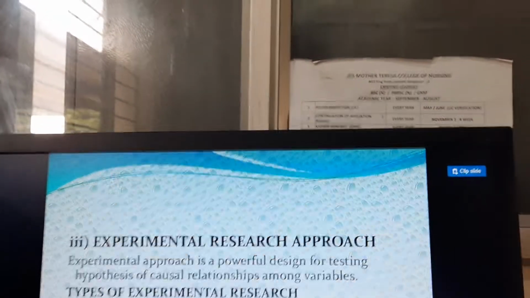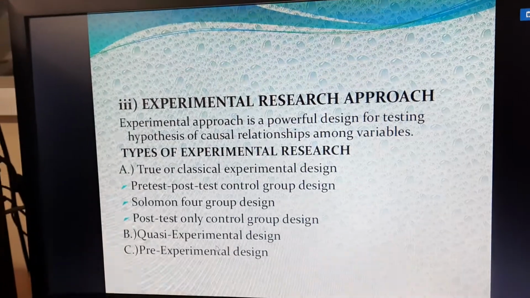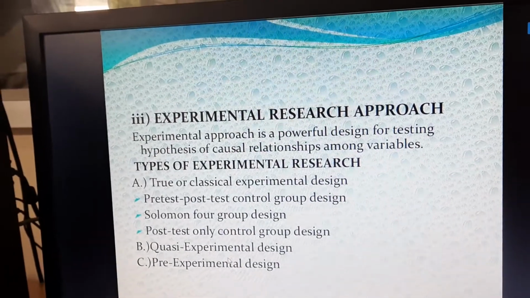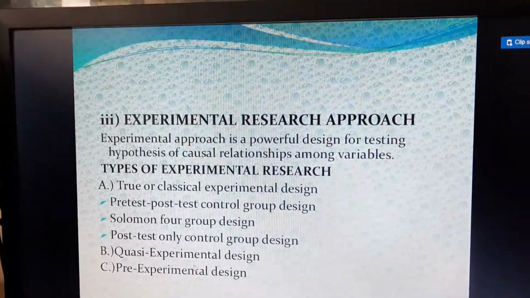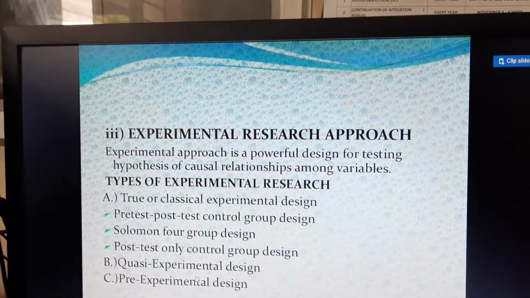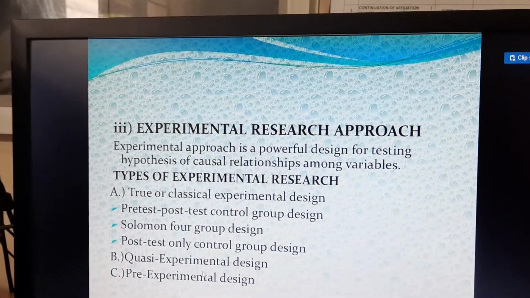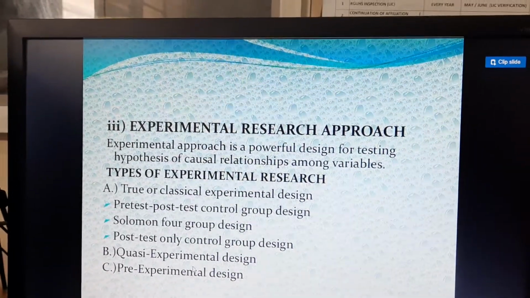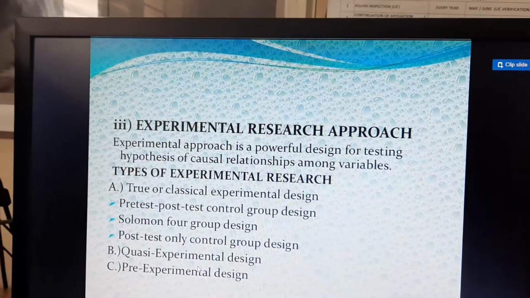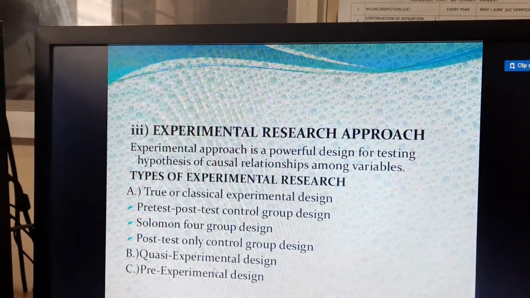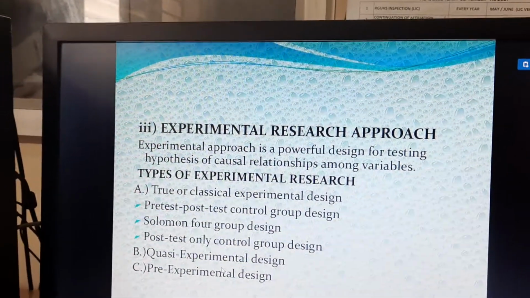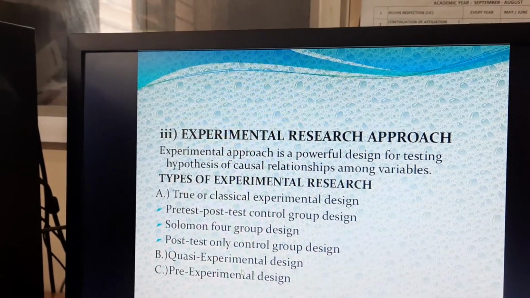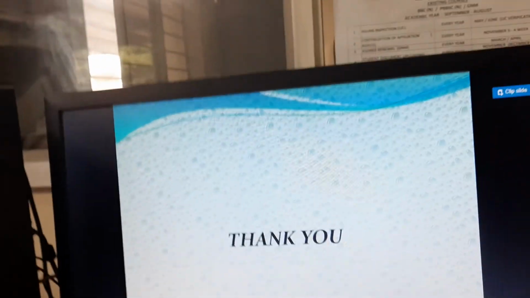Then the next one is the experimental research approach. The experimental approach is a powerful design for testing hypotheses of causal relationships among variables. Types of experimental research are the true or classical experimental design, pre-test post-test control design, Solomon 4 group design, which I have already explained, post-test only control group design, quasi-experimental and pre-experimental design. Okay, thank you.